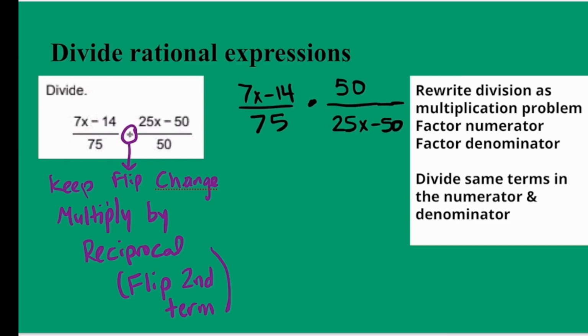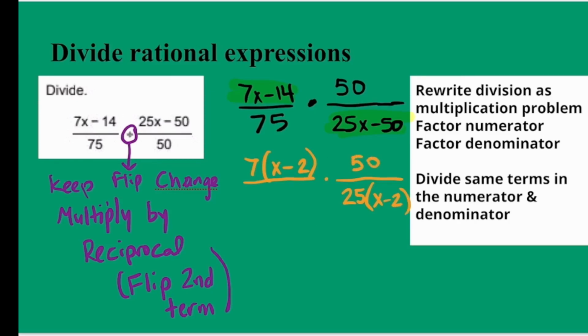There are binomials in the first numerator and the second denominator. Those can be factored. So I could take a 7 out of that numerator. And if I divide 7 out, I'm left with x minus 2. I could take 25 out of that denominator, and then I'm left with x minus 2. That's super convenient.